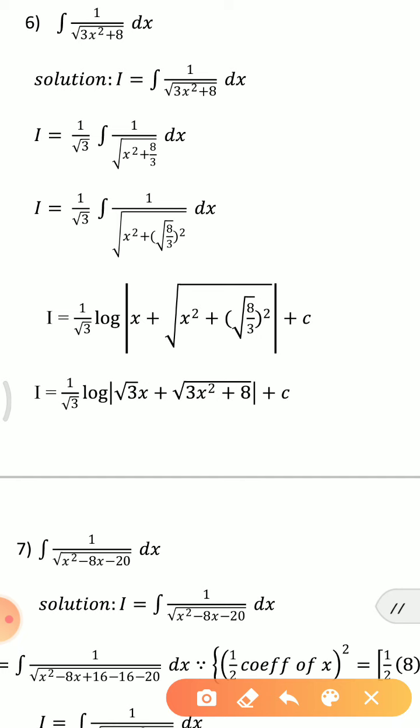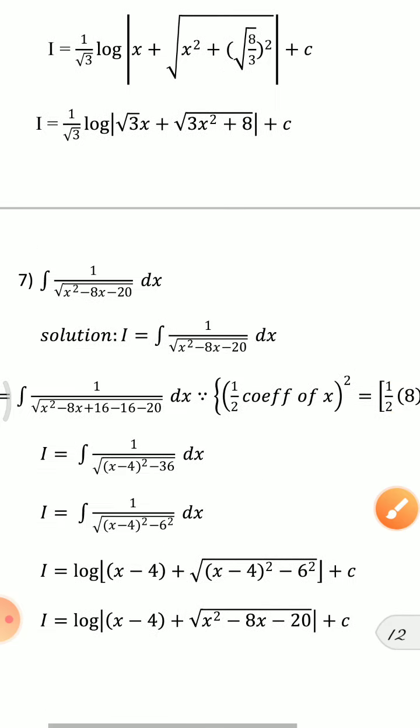And the complete solution of this one: I is equal to 1 upon root 3 log of x with here 3x square, that means under root of 3x plus under root of 3x square plus 8 plus c. This you have to find: the integration of 1 upon under root of 3x square plus 8 is equal to 1 upon root 3 log of mod of under root of 3x plus under root of 3x square plus 8 plus c here. Okay, see the next question, question number 7.